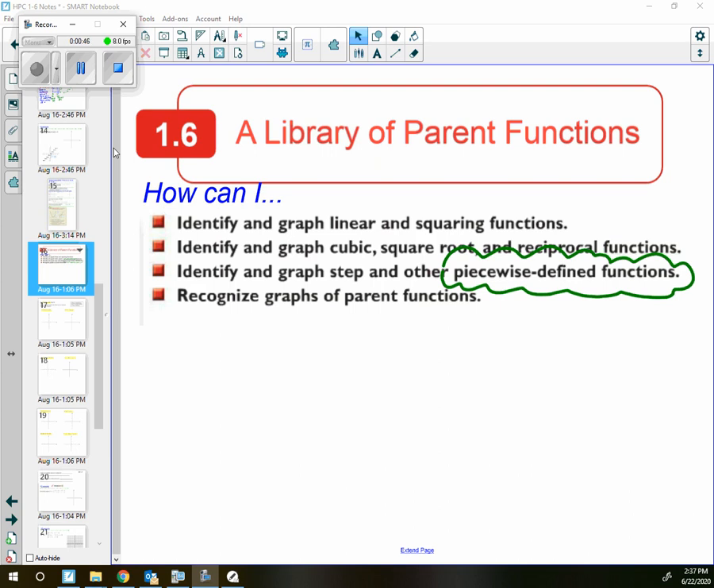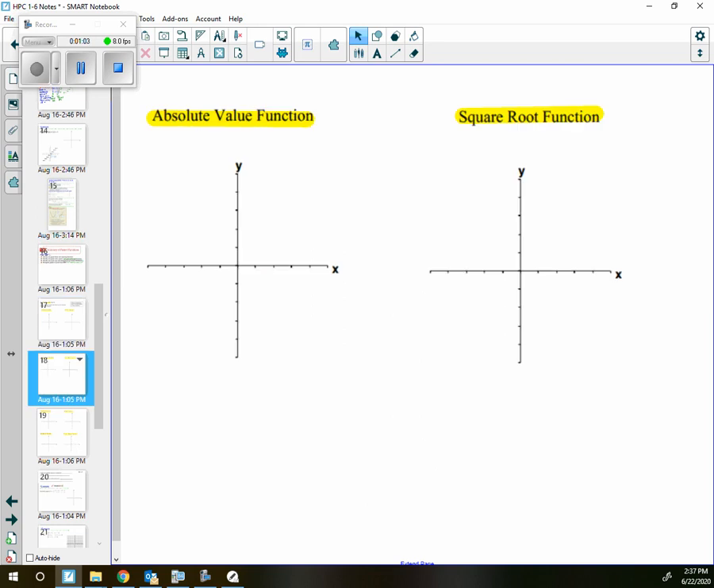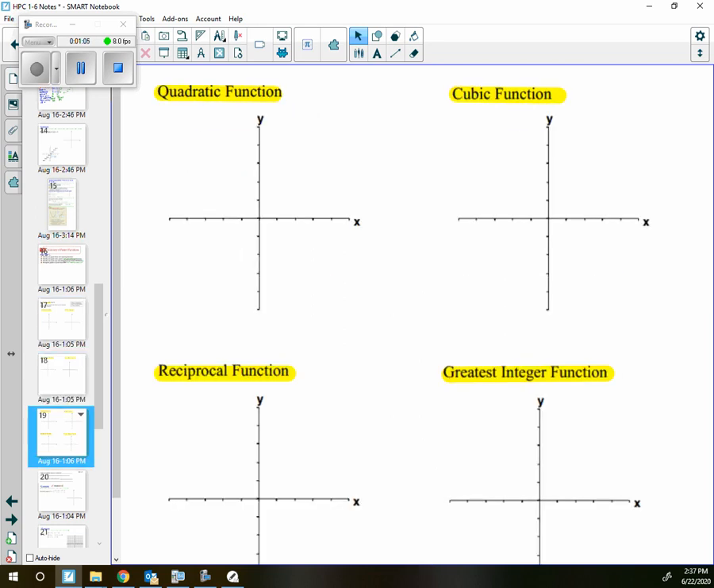But before we get started with piecewise, we're going to do a quick review. I'm going to have you pause the video once I give you the directions here. I want you to go through without peeking back, see if you can sketch an example of each of these and understand what each of them looks like by their names. So constant function, identity, absolute value, square root, quadratic, cubic, reciprocal, or rational was the other name for that, and then greatest integer.